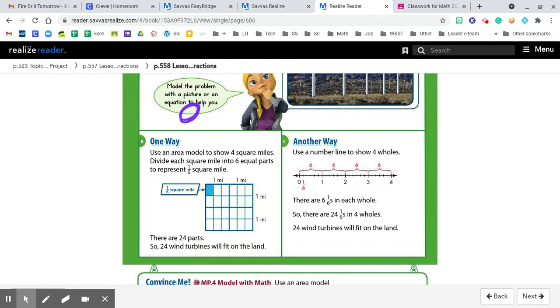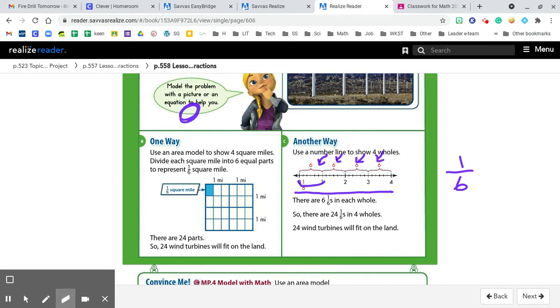And you could also use a number line. So we've got 4 square miles here, and we divide each mile into 6s because 1/6 of a square mile will be for each turbine. That's why they chose the 6s there. So you can see 6 plus 6 plus 6 plus 6 is 24.